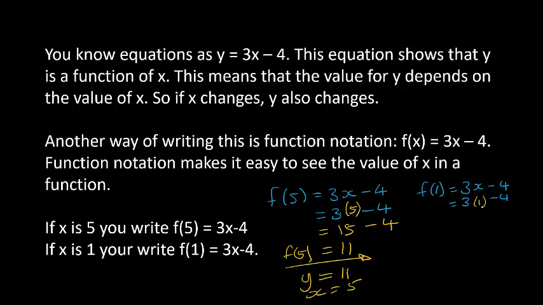So for f of 1, 3x minus 4 would become 3 times 1. So wherever I see x, I put the number that is in the brackets. 3 times 1 minus 4. 3 times 1 is 3 minus 4 equals minus 1. So f of 1 equals minus 1, which means y equals minus 1 when x equals positive 1.